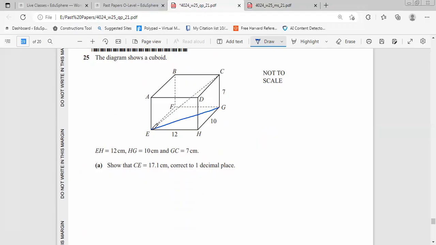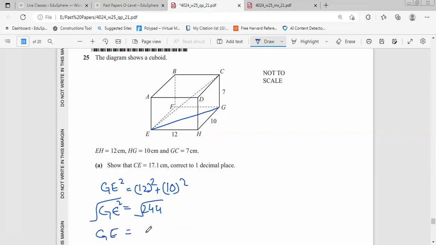So for CE, because CE will be found by finding first this GE. So first we are going to find EG or GE square using the Pythagoras theorem. So it will be square of 12 plus square of 10. So that is 244, GE square. So I'm taking the square root on both sides. So what do I get? GE is equal to 15.62 centimeter.